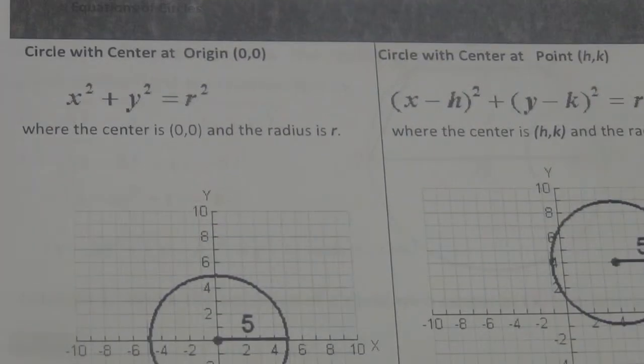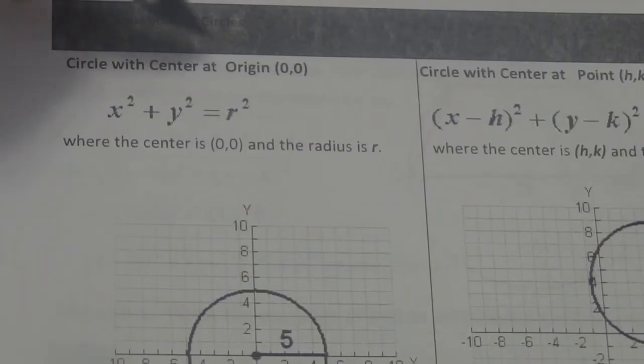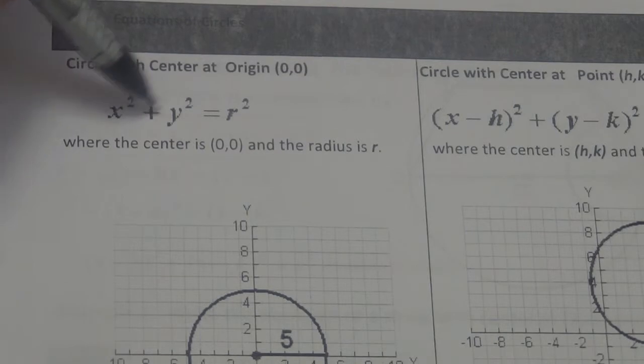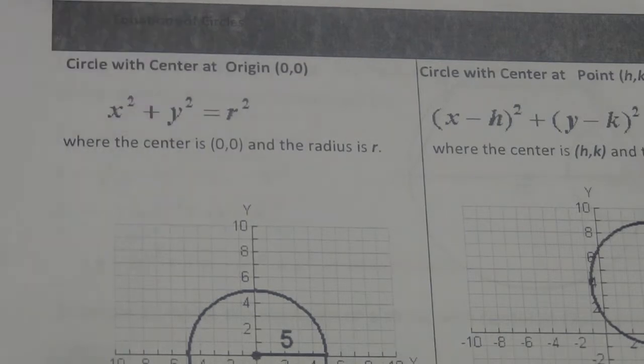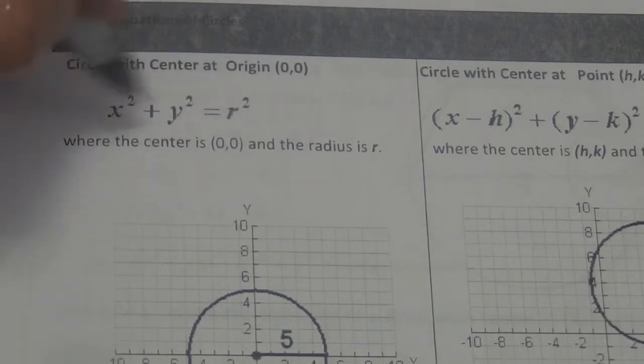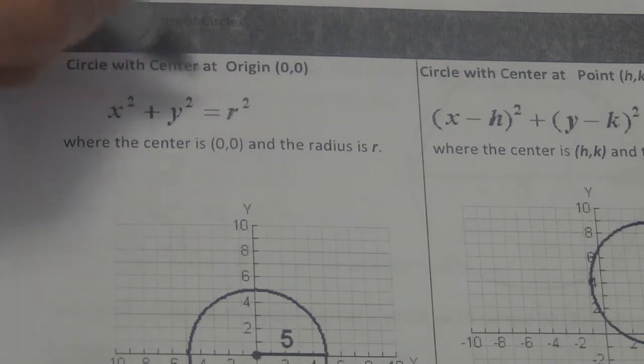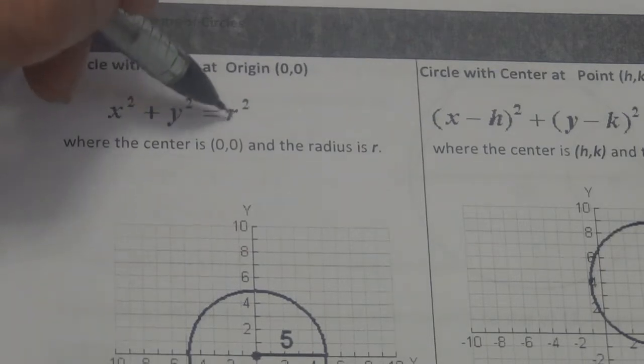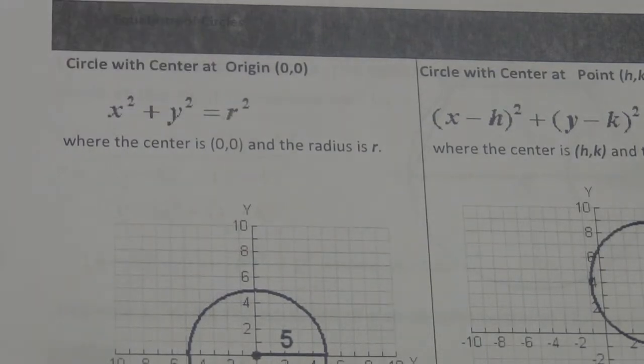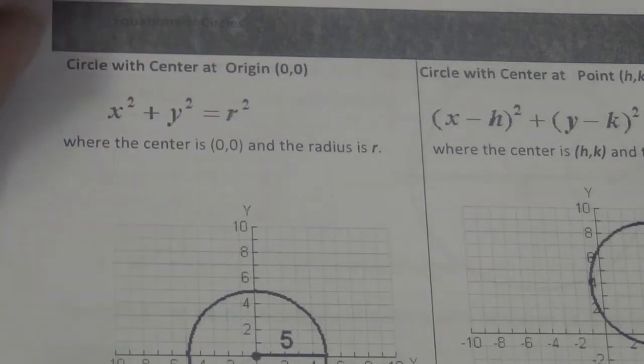So you see this one? This one is called the center radius form of an equation of a circle. So you see you have x squared plus y squared equals r squared. Okay, what does that mean? Easy. We're already familiar with x squared and y squared. Now r stands for the radius squared, okay? Now watch this. It's not that difficult.